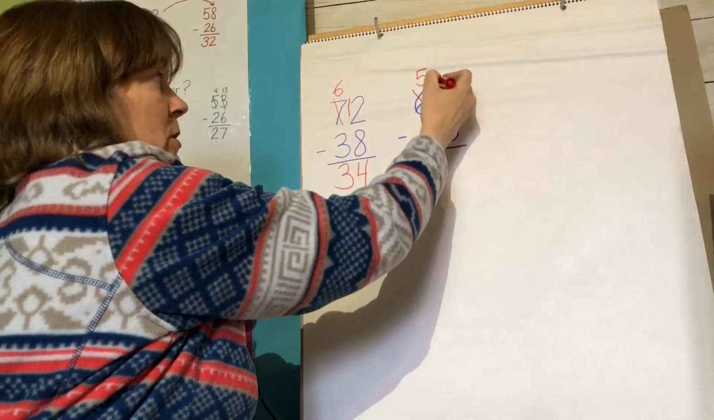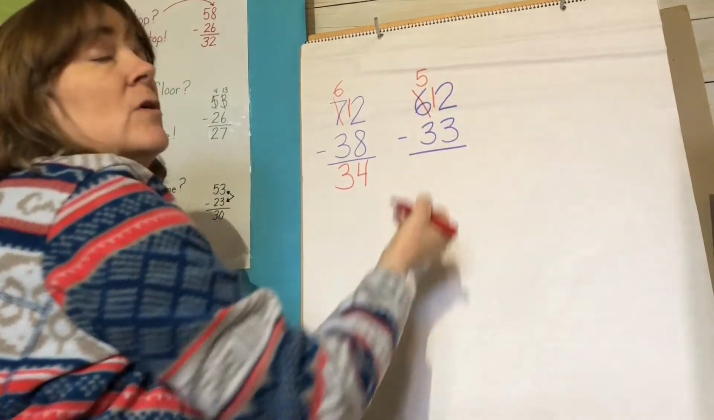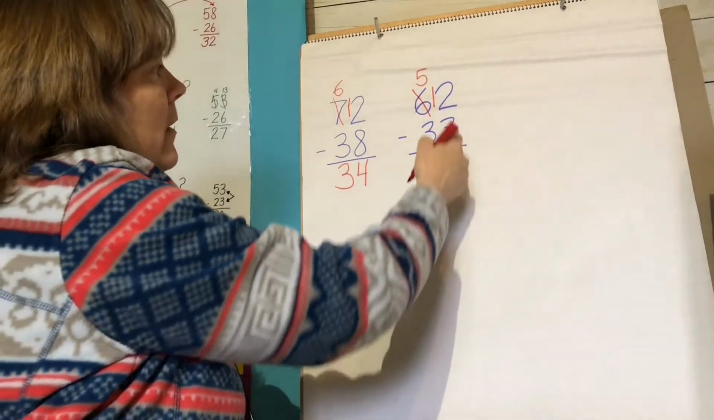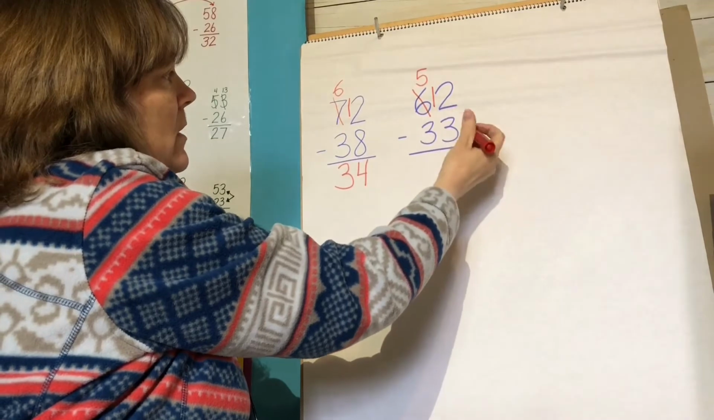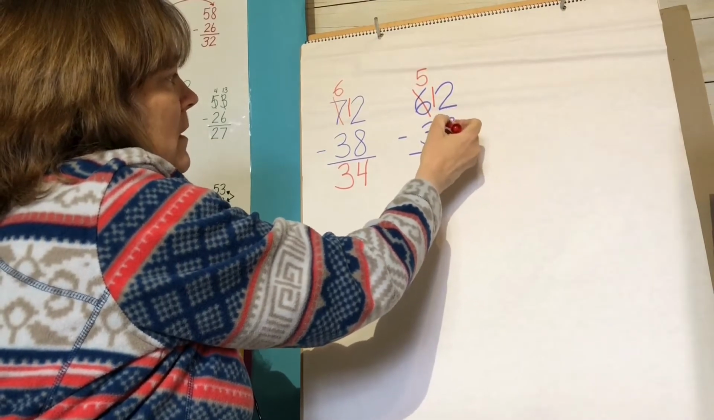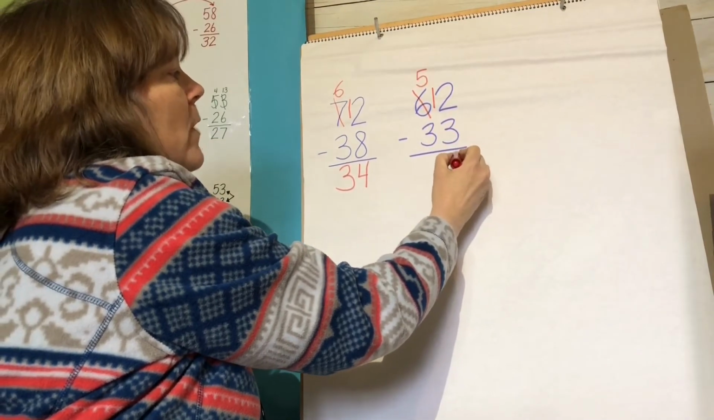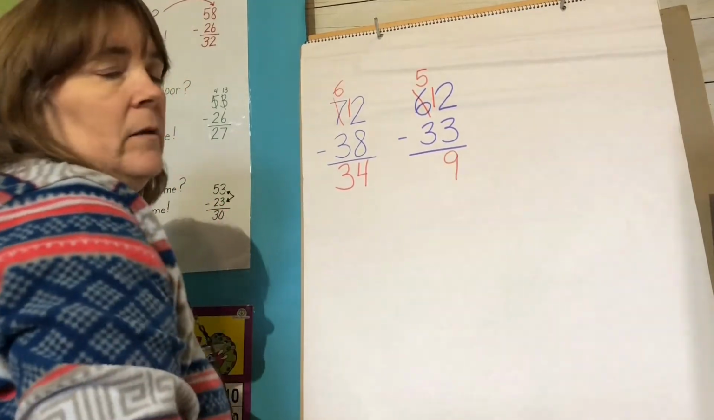He gives the 1 to the 2 and makes it a big old 12. So now I'm ready to subtract. 12 minus 3. So 12, 11, 10, 9. Okay, 12 minus 3 equals 9.